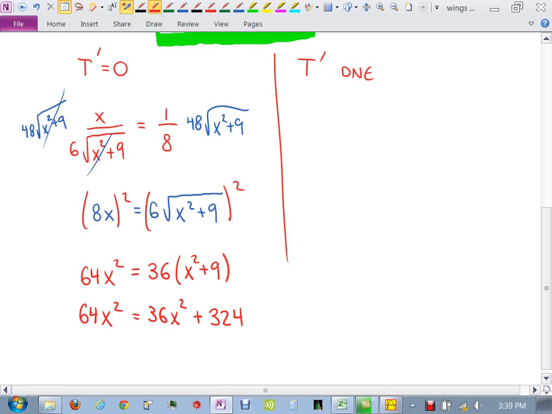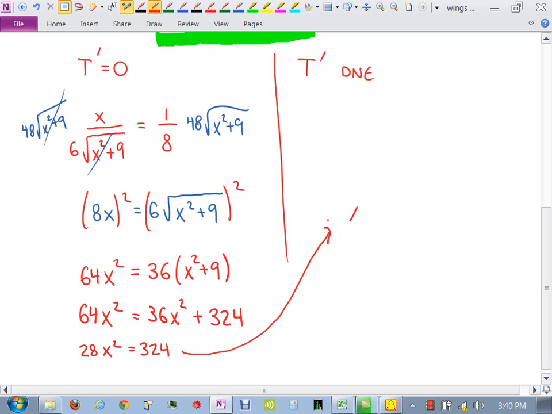How about we subtract 36x squared on both sides? So what's 64 minus 36? 28? 28. X squared equals 324. I'm going to run out of room, so I'm trying to keep this all on one page. Are y'all still there? Okay, you're here?